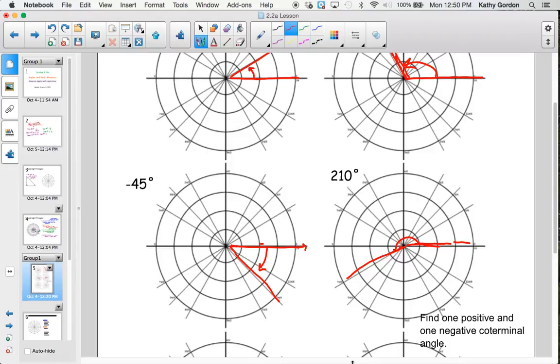Kind of have an idea of what different sizes are going to look like and where they are in the circle? All right, so now just for the 210 that we just finished, I want you to give me one positive and one negative coterminal angle to 210. So come up with one other positive angle and one negative angle that would be coterminal to our 210. Let's write it off to the side.